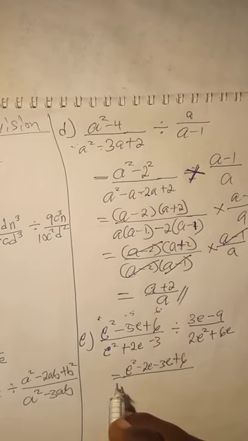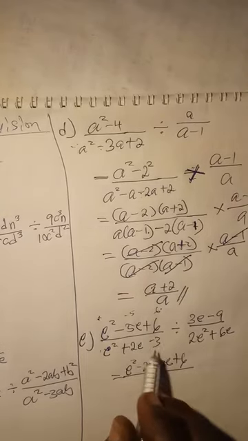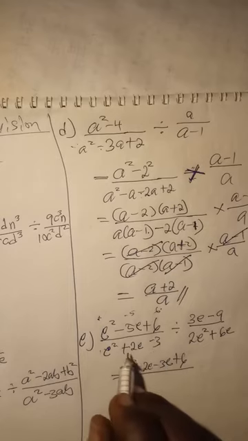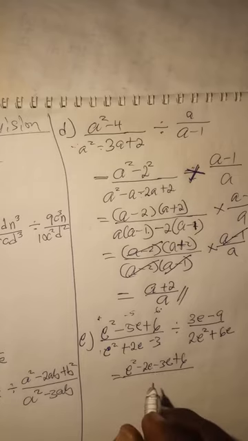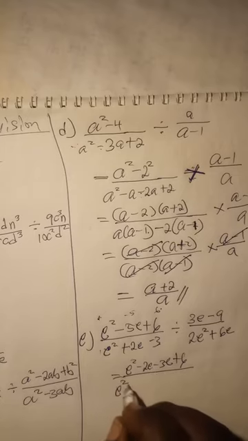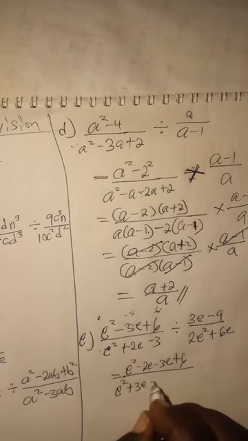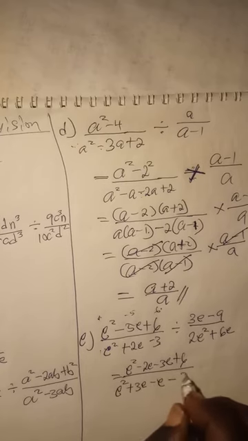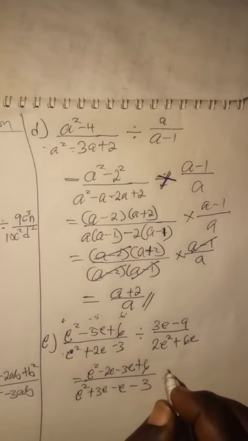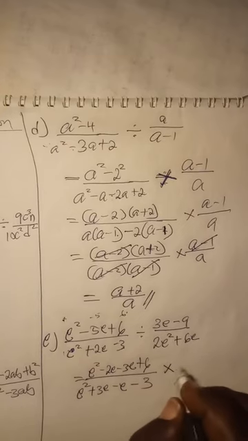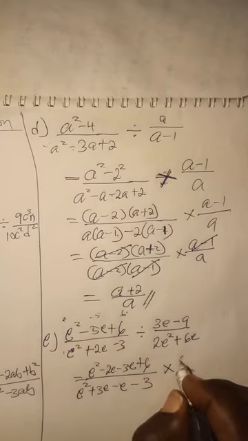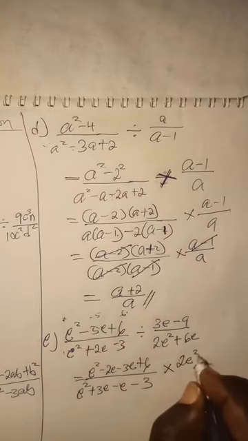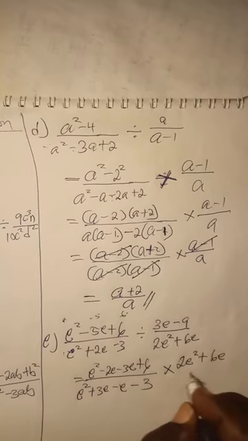Now what about this? Two numbers whose product is -3. 1 times -3 is -3, and then their sum is +2. Those two numbers have to be 3 and -1. So I have e squared plus 3e minus e minus 3. Then I'll change this one to multiplication, then invert this: 2e raised to the power 2 plus 6e over 3e minus 9.